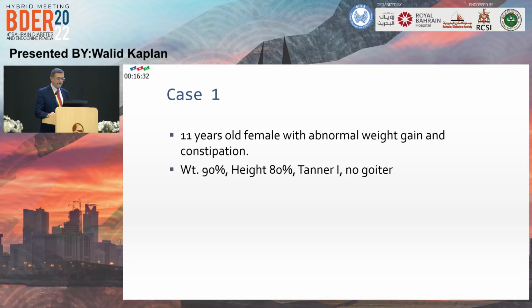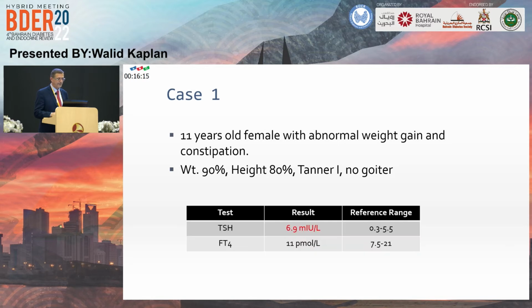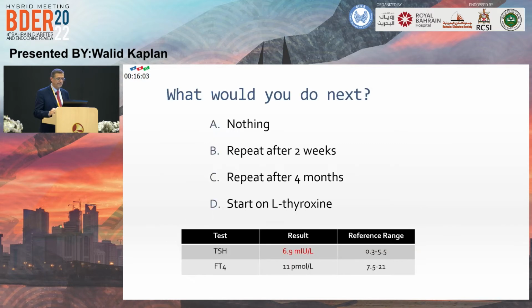Case 1 is an 11-year-old female who has weight gain and constipation. Her weight is at the 90th percentile and her height at the 80th percentile. She is prepubertal and has no goiter. Of course, with such a presentation, almost everybody will run a thyroid function test. In this patient, TSH is 6.9, which is high compared to the reference range shown on the slide, and the free T4 is normal. So what would you do in this patient?